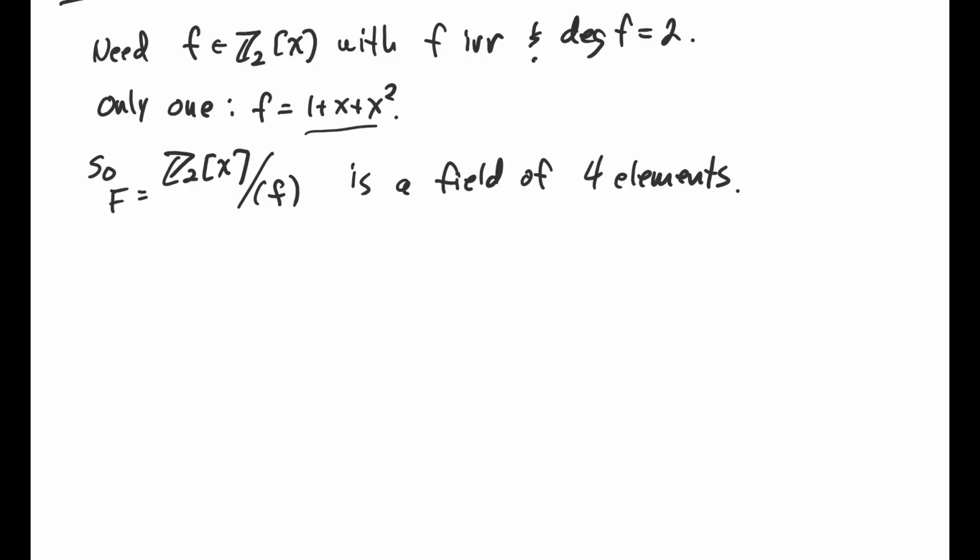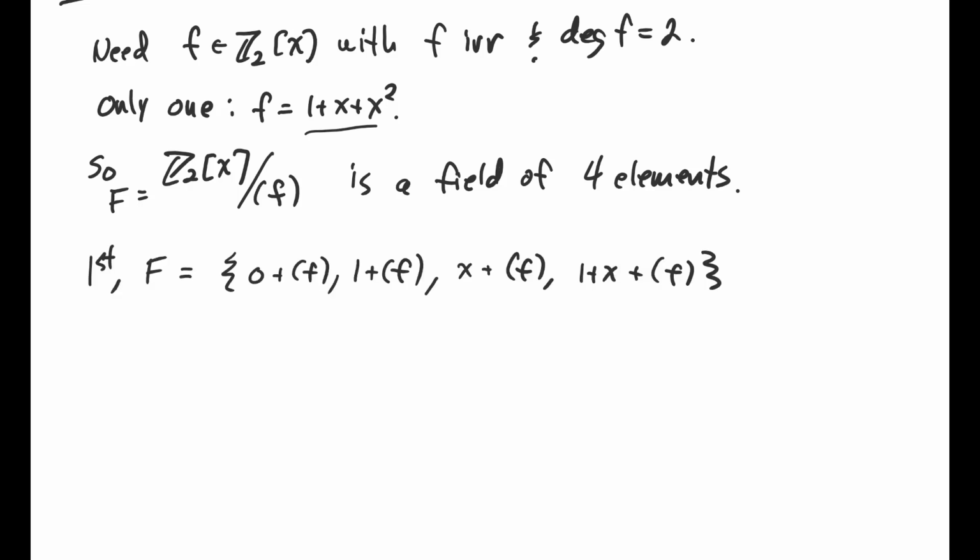Now, actually, you can multiply and add in this field really easily. So let's do an example of that. Officially, this is a quotient of a polynomial ring, so I should really write the field elements as 0 plus f, 1 plus f, x plus f, 1 plus x plus f. And remember, I don't have to go to degree 2. This is the entirety of the field. We said there were 4 elements, and there they are.